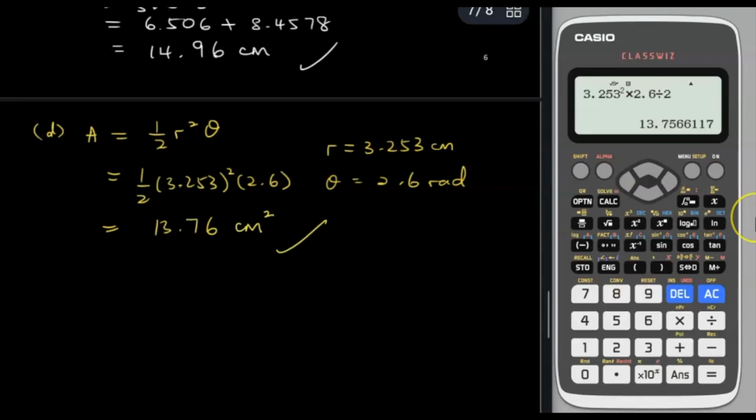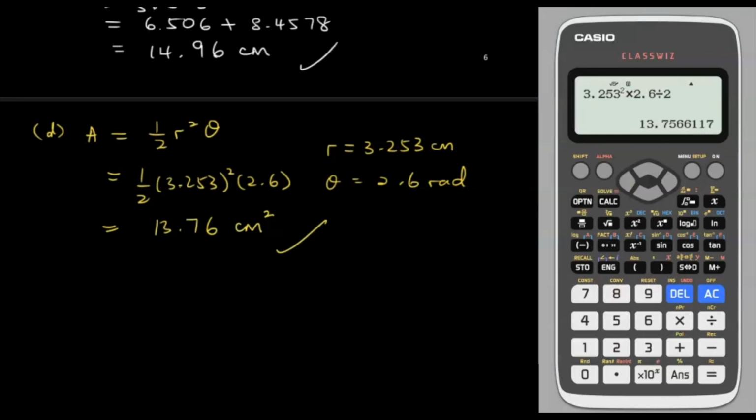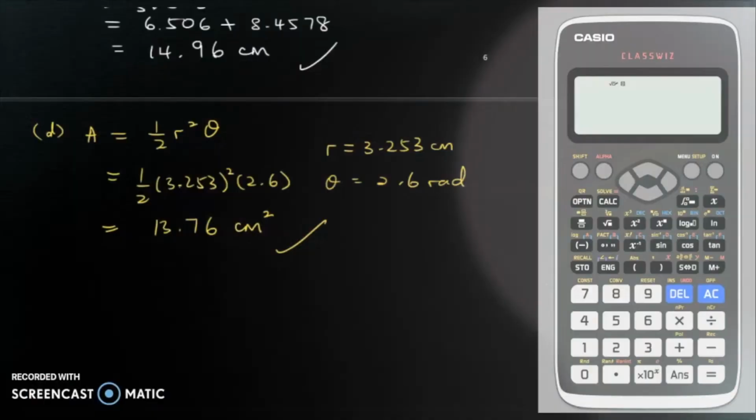That's the answer. After we have gotten all the answers, we have to reset our Casio calculator. I'll teach you how. Go to Shift, then Reset, then number 3, Initialize All, then equals for yes, and then press AC, and your calculator will be back to normal.